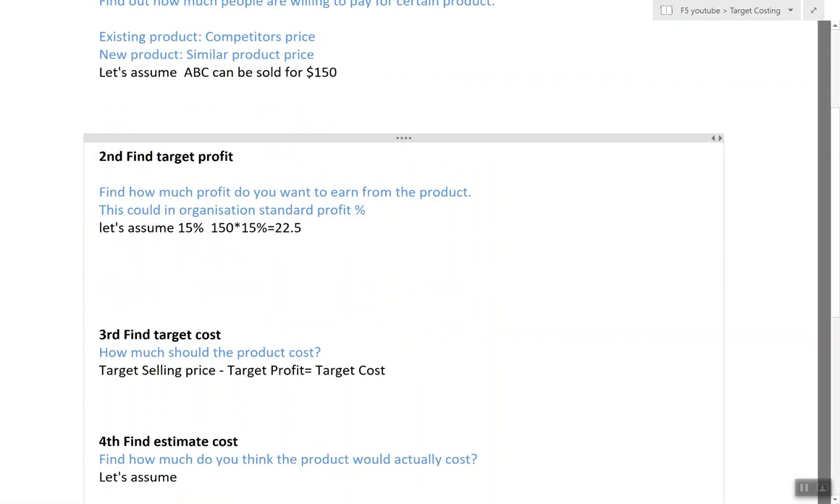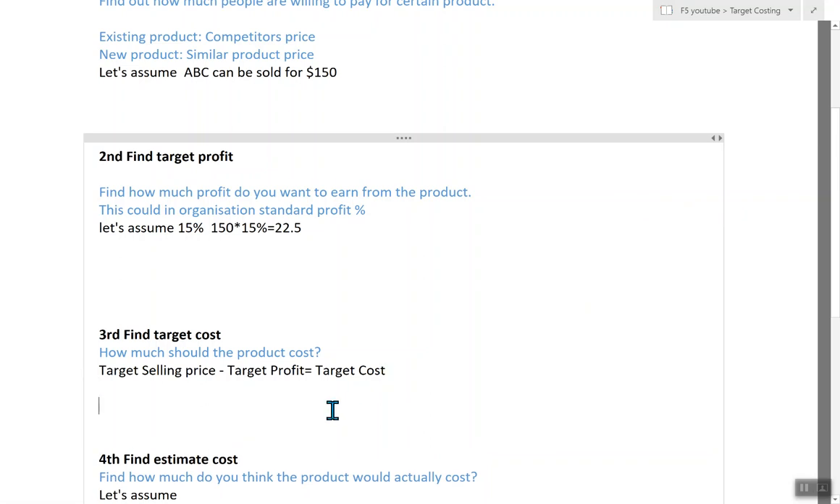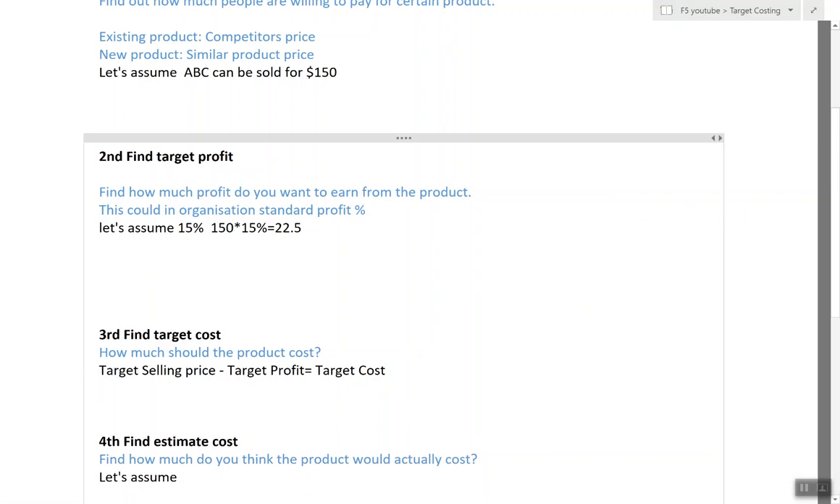Next step is finding the target cost, which simply is the difference between the target selling price and the target profit, which in our example is... target selling price was 150, target profit is 22.5, and the target cost is 127.5. Now, target cost in this example here, 127.5, this is what the product should cost us.